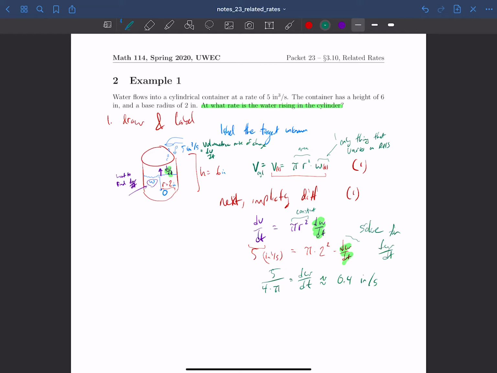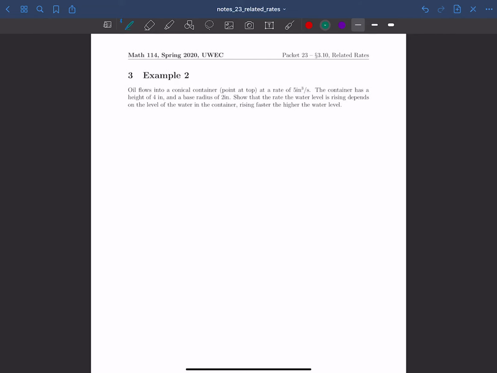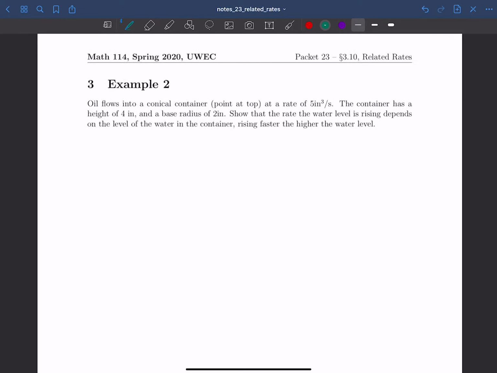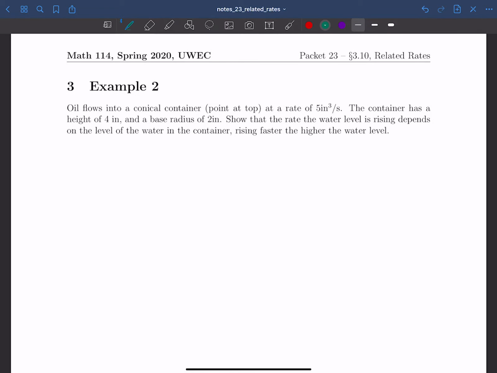Okay, so let's turn the page and try another problem. This is example 2, filling a conical container from our book. This is on page 198, if you want to see how our textbook author solved it. I chose to use oil instead of water, whatever. Okay, so let's read this out.